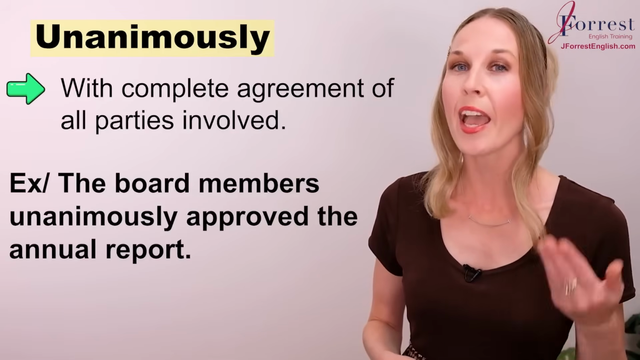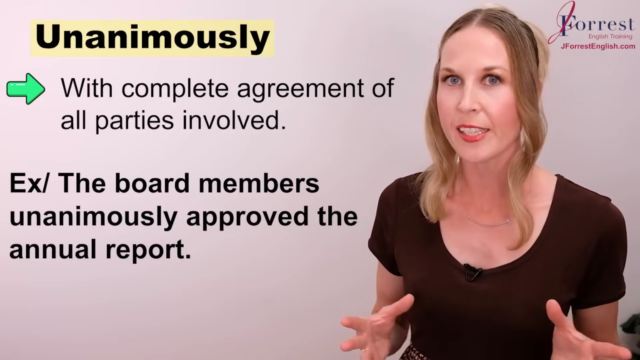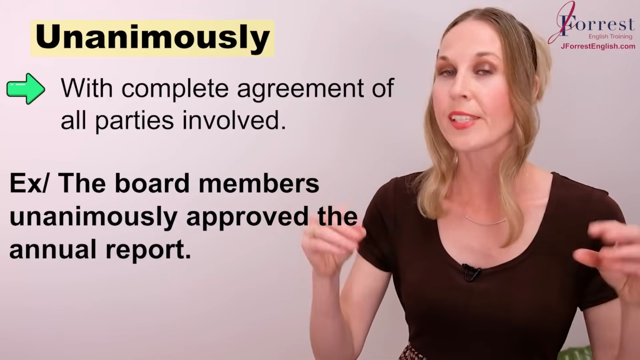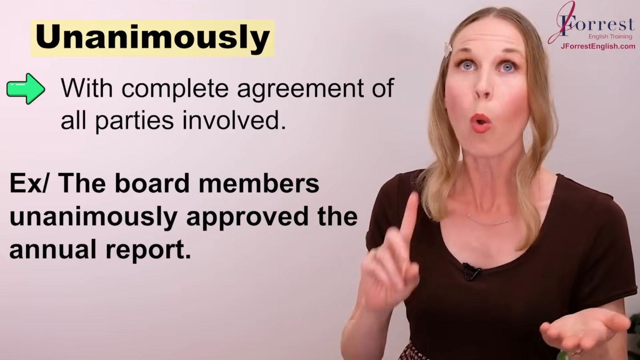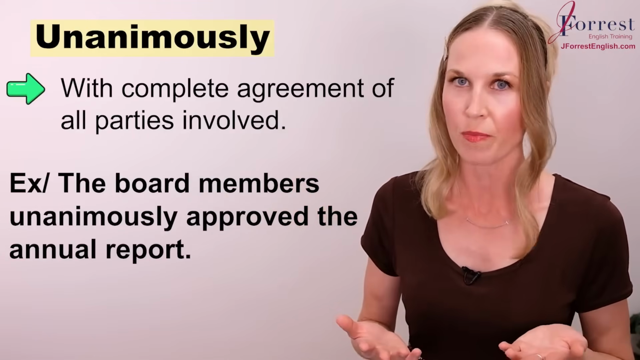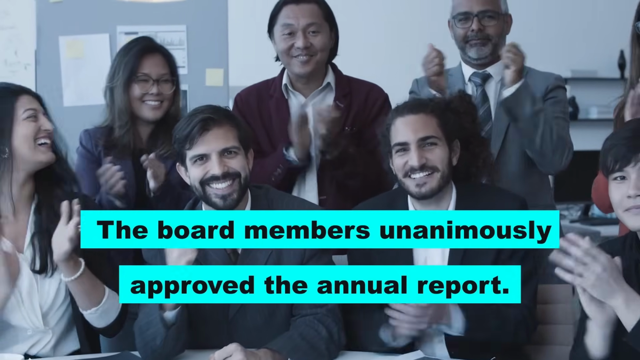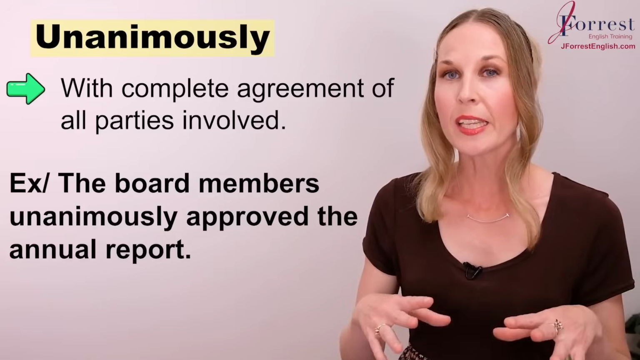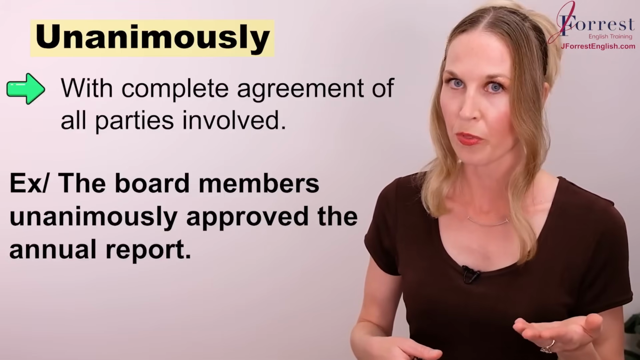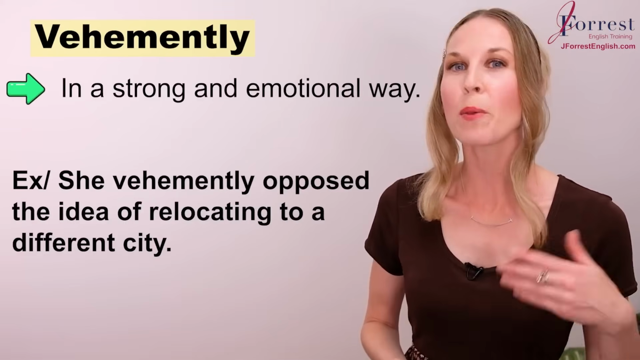Unanimously. Unanimously. This means with complete agreement of all parties involved. So everyone agrees with the same thing. They all agree yes, or they all agree no, or they all agree some other decision. For example, the board members unanimously approved the annual report. This means that every board member said, yes, I approve. They unanimously approved.